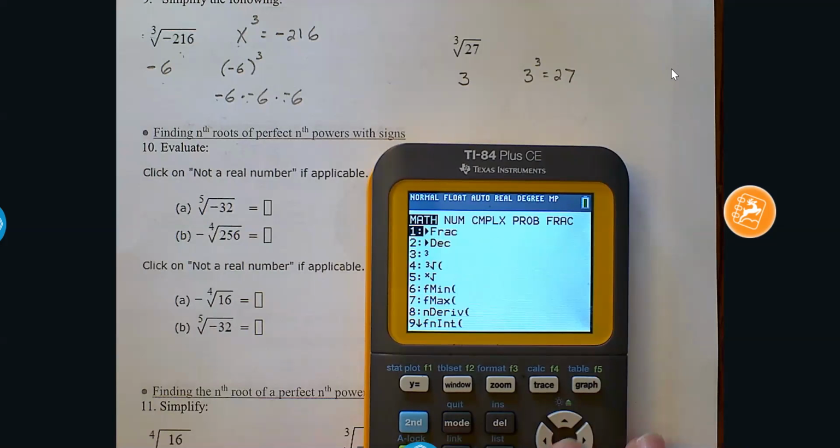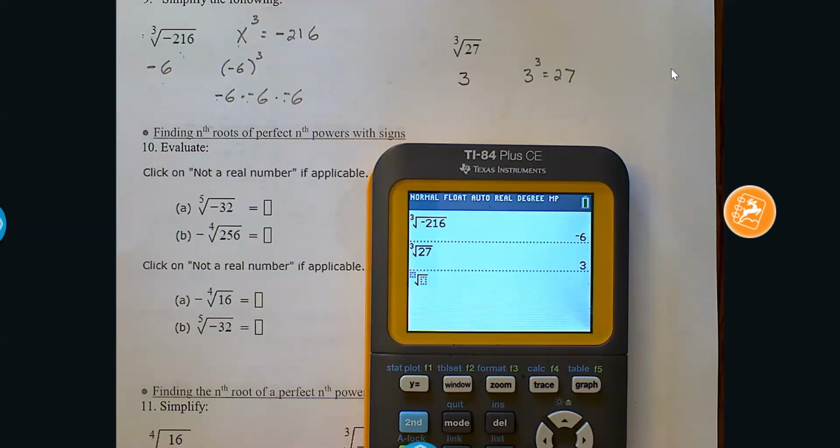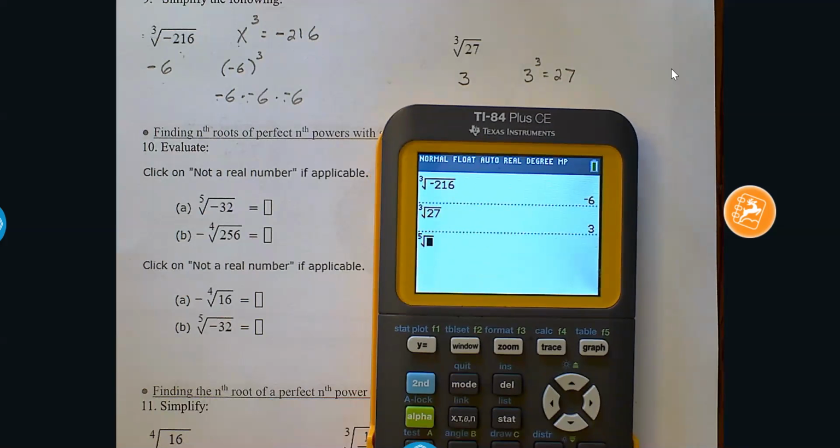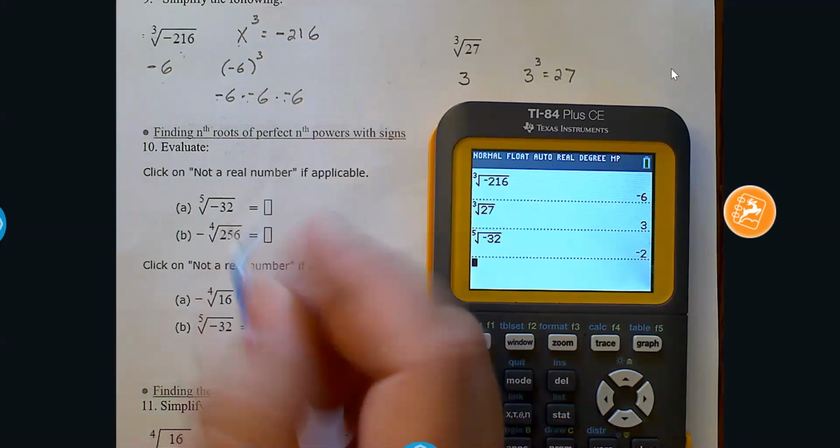If we hit math and we look at option number 5, option number 5 has an x in front of it. So if we choose option number 5, you see we have 2 little squares that pop up. I need to fill in those squares with 2 numbers. So we have the 5th root, right? And then if I hit right, I can go on the inside, and then I have to hit -32. Okay? So that would end up being -2.